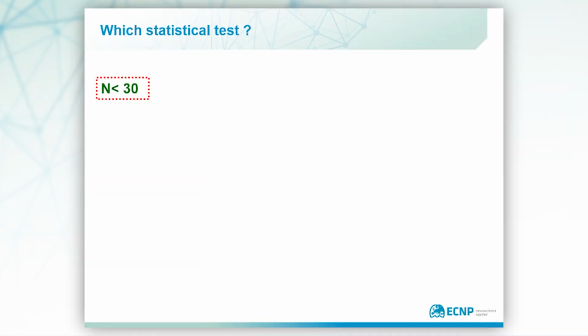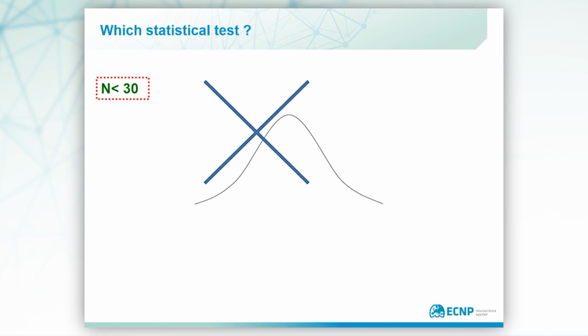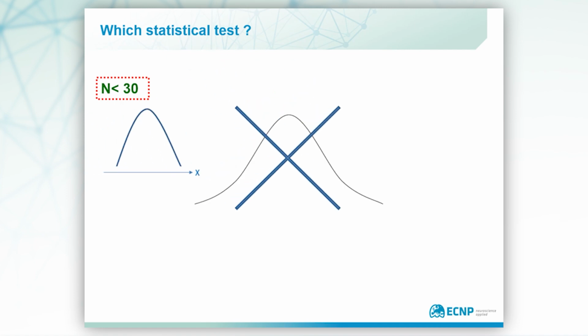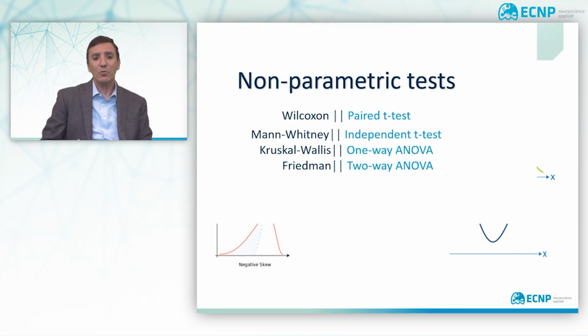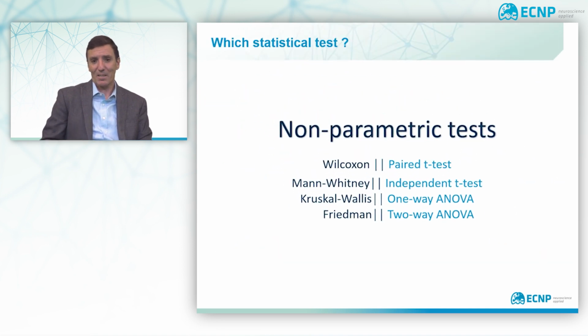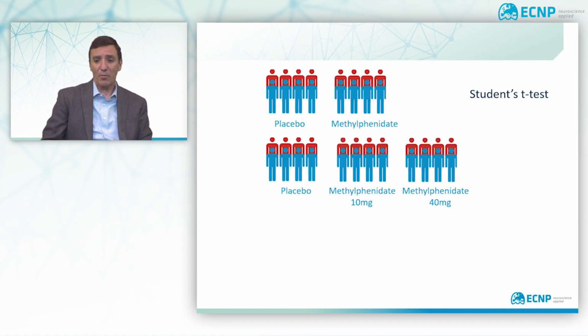If the sample size is lower than 30, or the distribution is not normal Gaussian, but rather one of the other common distributions, then we should use non-parametric tests such as Wilcoxon and Mann-Whitney for 2 groups, or Kruskal-Wallis and Friedman test for more than 2 groups. Otherwise, the preferred parametric tests are allowed, such as t-test and different types of ANOVA.